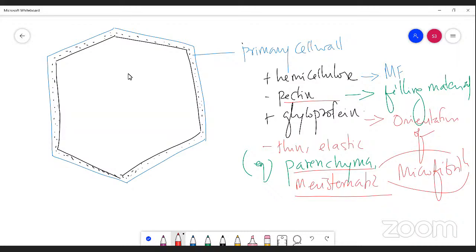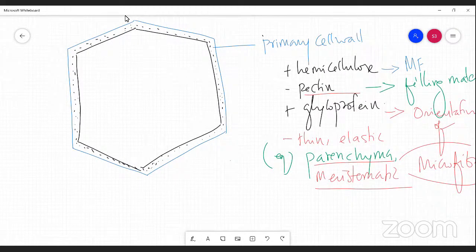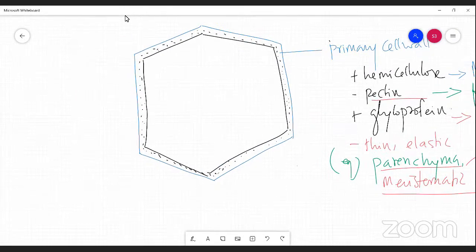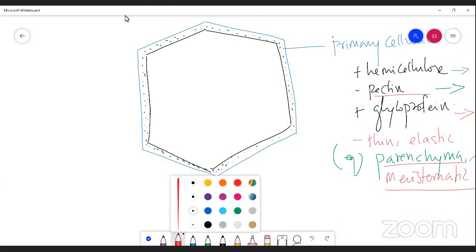Now, did you understand about the primary cell wall? Yes, sir. Now we go to the next, the secondary cell wall. Talking about the secondary cell wall, it is made up of different layers. This is a primary cell wall. Next we pass on to the secondary cell wall. As I said, the secondary cell wall is differentiated into the following layers.